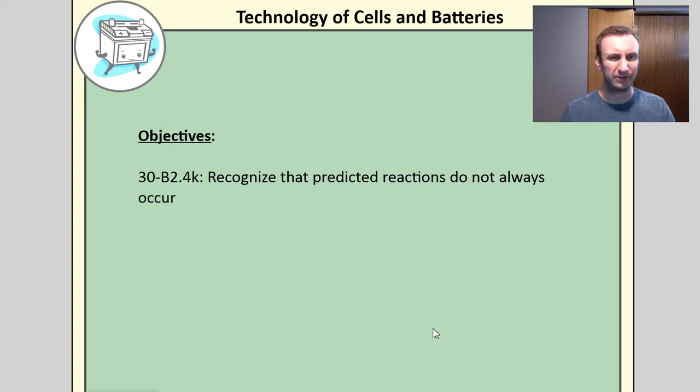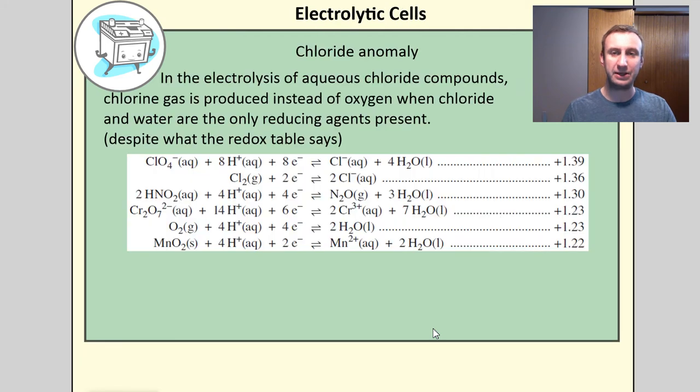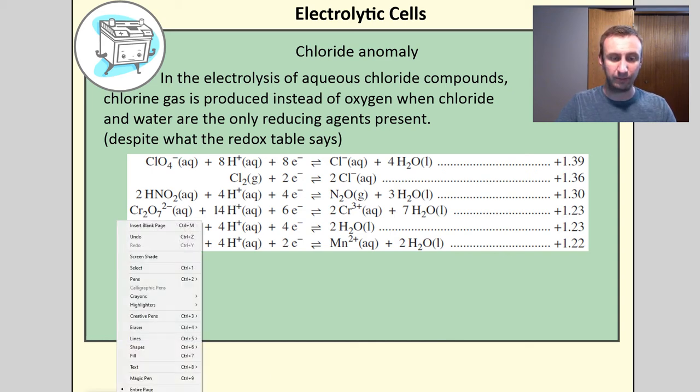Quick little thing, this is a small detail, but it's still important to realize again that the theory you're learning doesn't always give us the correct results in terms of what we observe when we do experiments. So for the chloride anomaly, in the electrolysis of aqueous chloride compounds, chlorine gas is produced instead of oxygen when chloride and water are the only reducing agents present, despite what the redox table says.